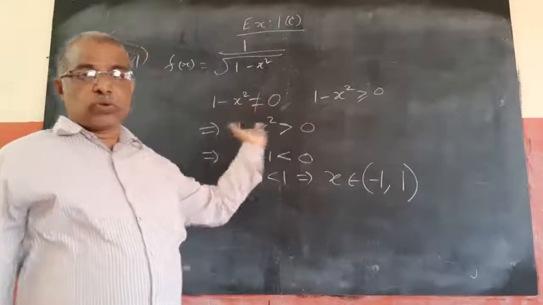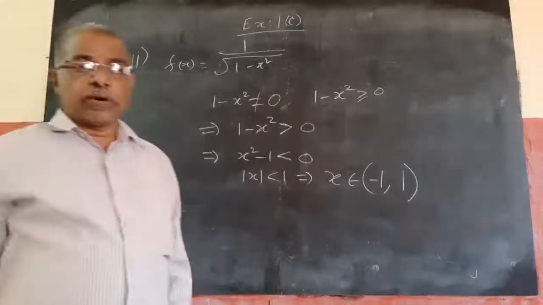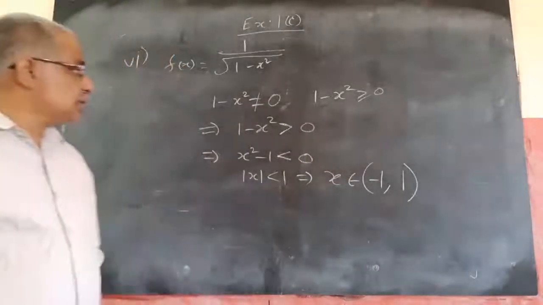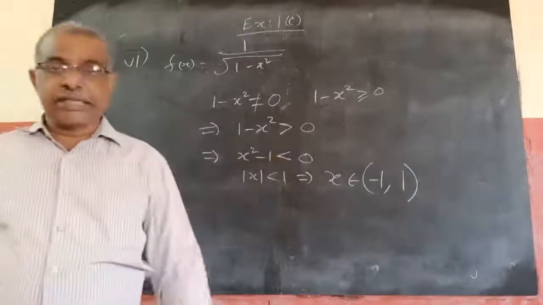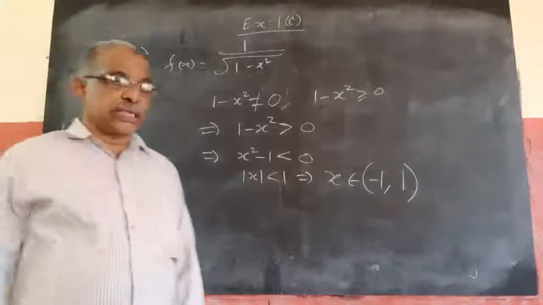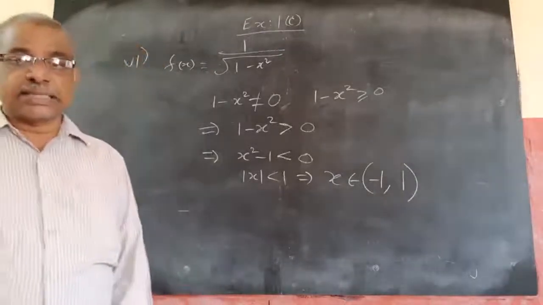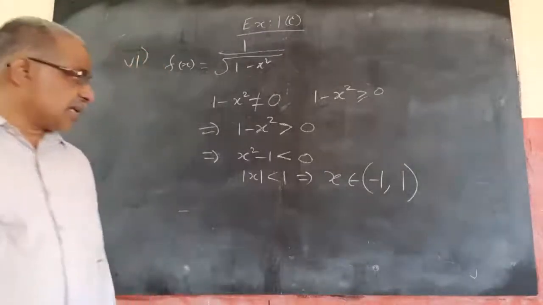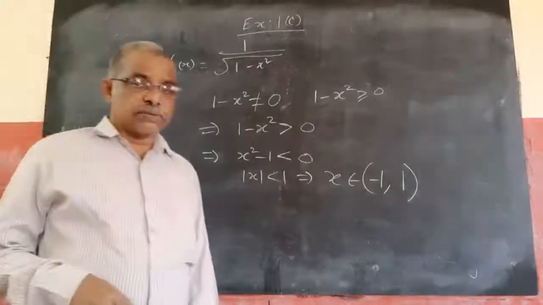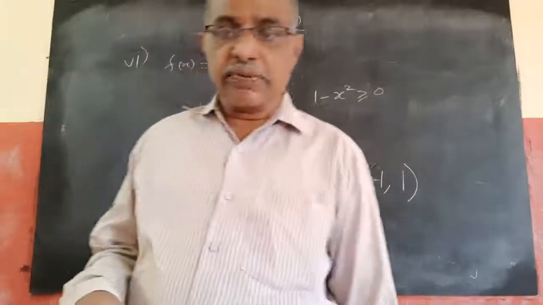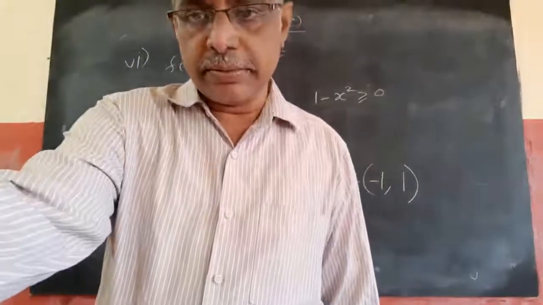So combining the two, I am getting 1 minus x square greater than 0. If I take minus common, the inequality will change. So x square minus 1 less than 0 is nothing but mod x less than 1. X square, if I take the root, becomes mod x. Mod x less than 1. This means x lies between minus 1 to plus 1.